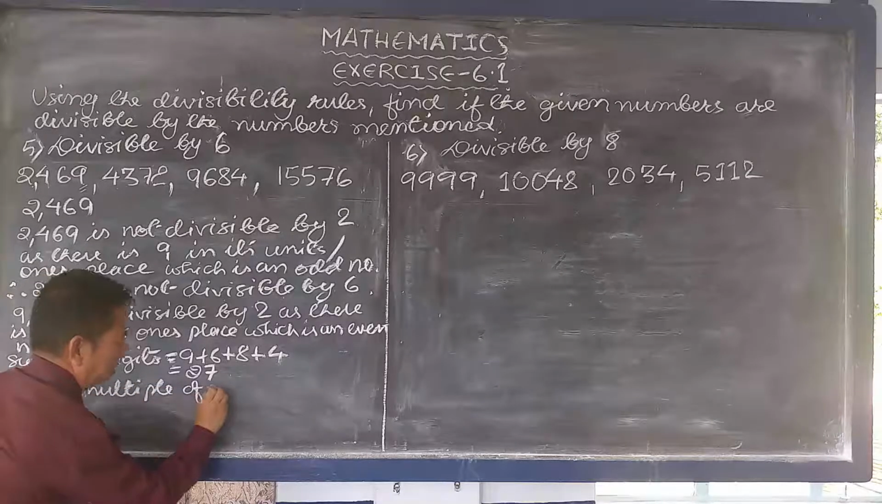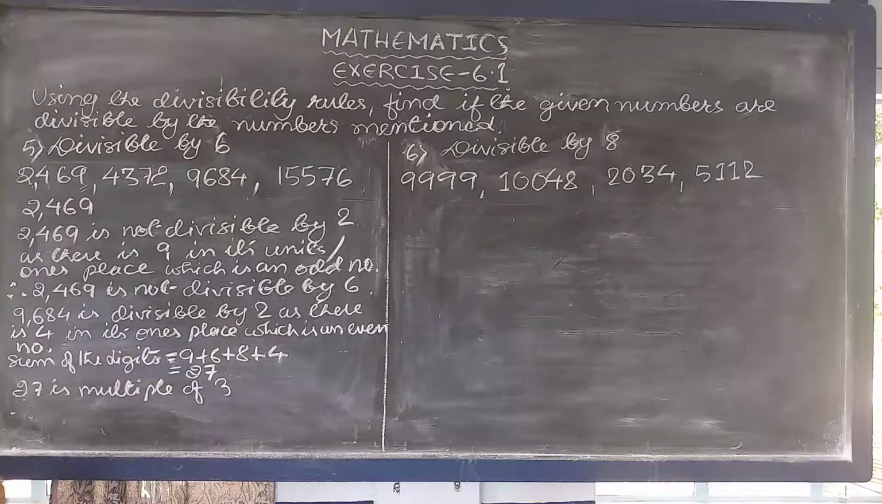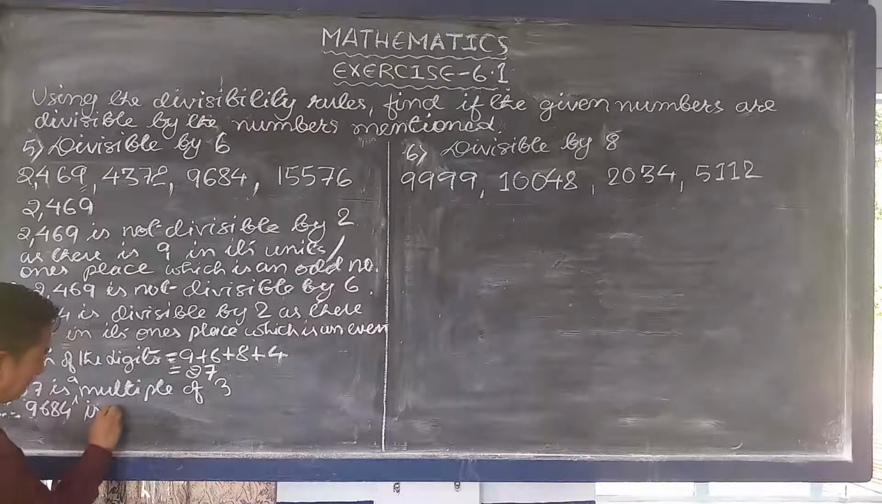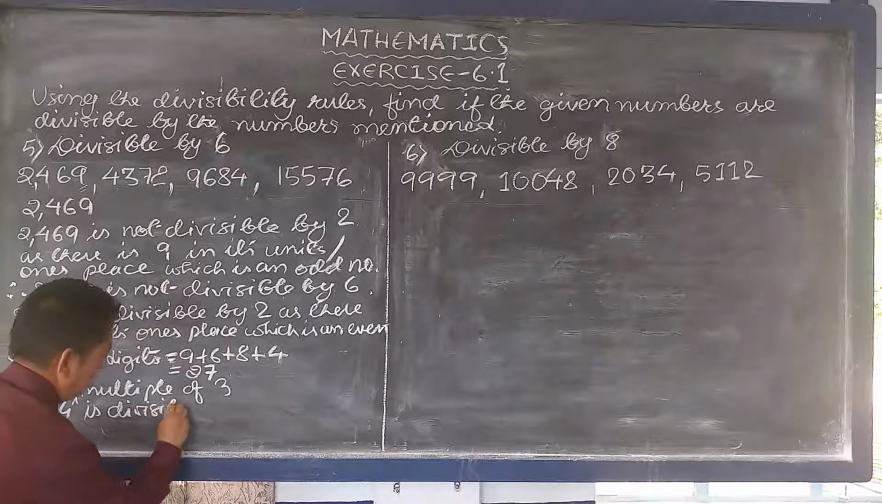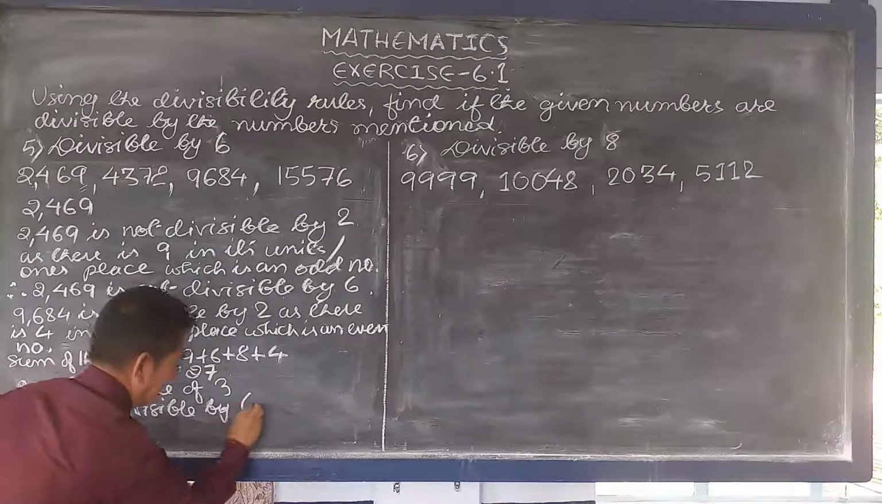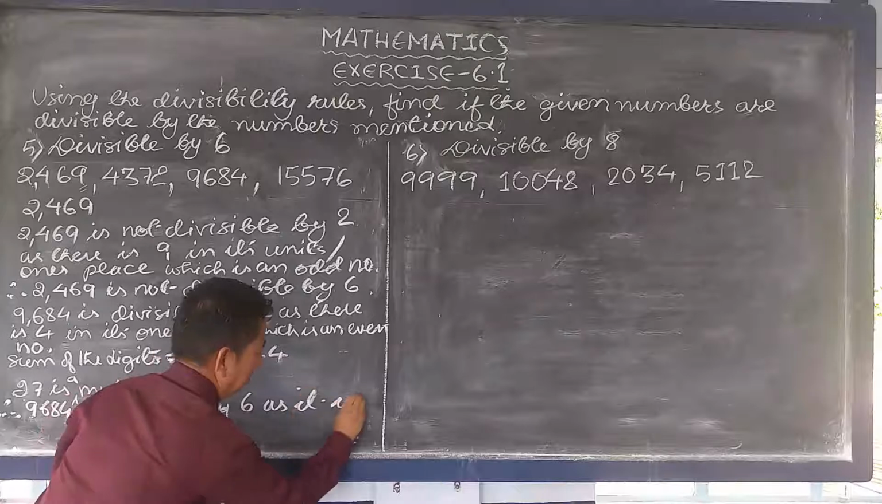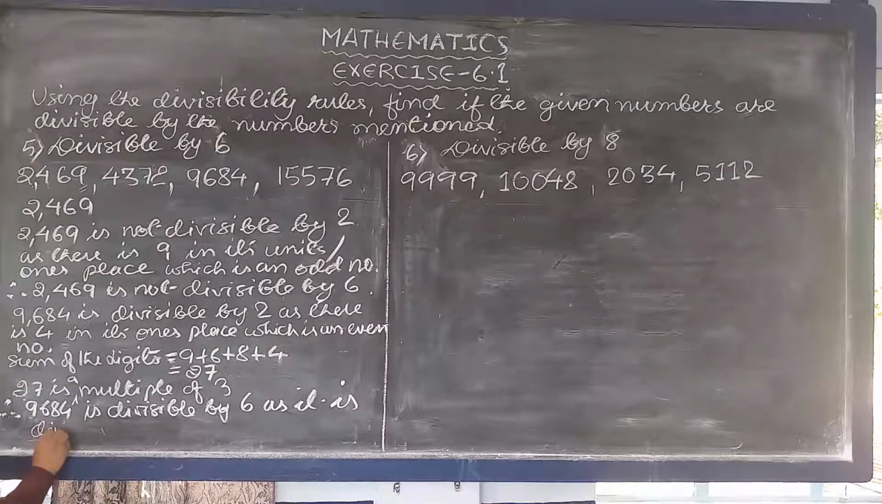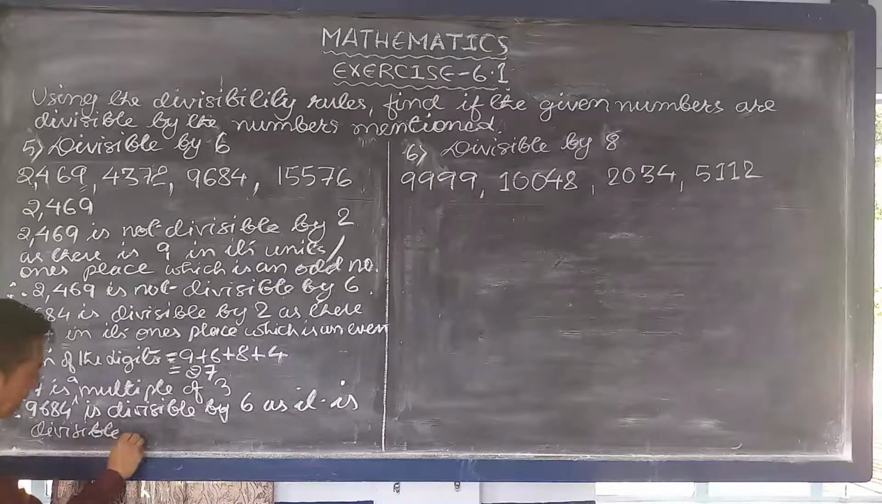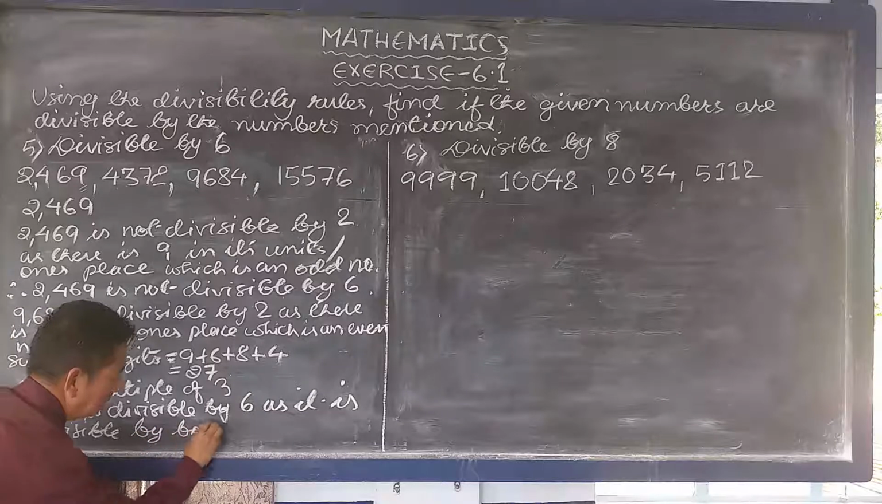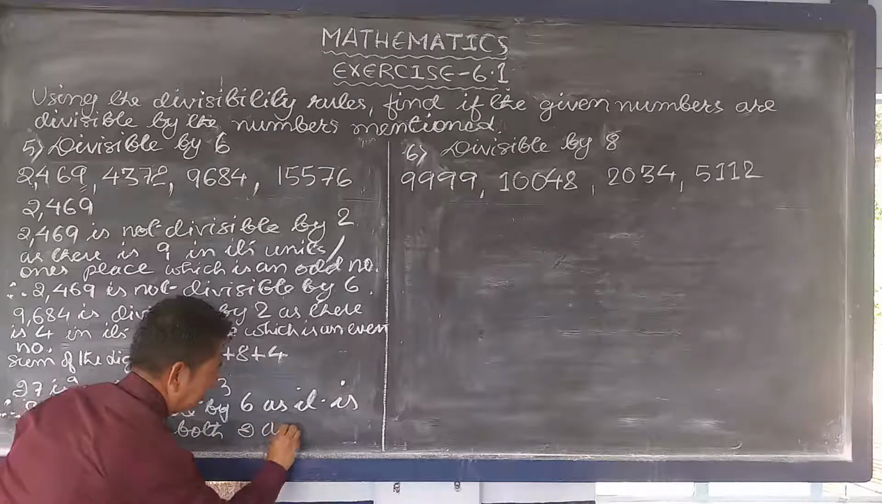27 is a multiple of 3. So it is divisible. 27 is divisible by 3. 27 is a multiple of 3. Therefore, 9684 is divisible by 6 as it is divisible by both 2 and 3.